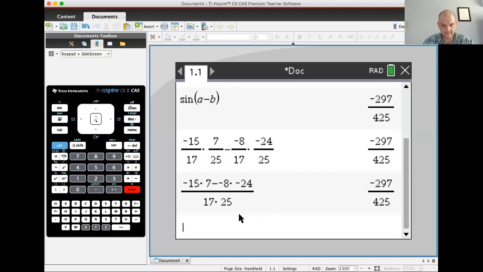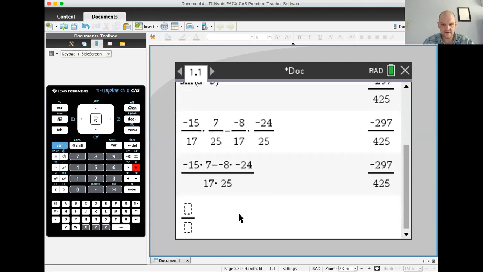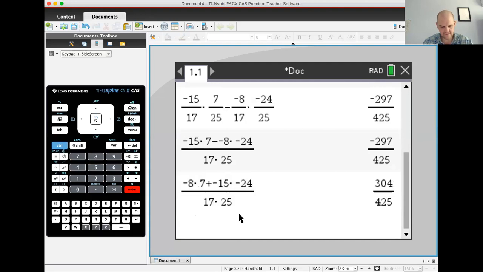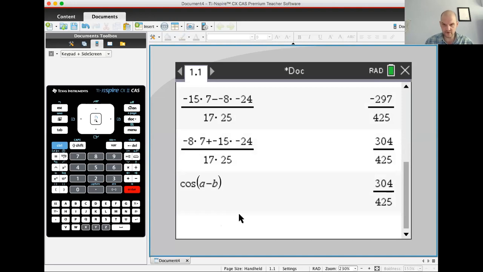So what am I going to do here? I want to do -8 times 7 plus -15 times -24, and then that's over 17 times 25. So I get that. Let's check and see if that's actually cosine of A minus B. It is. Okay, so we got 304 over 425. And then you don't actually really need a calculator because you're just going to do sine over cosine. So the next one should be -297 over 304 if you are paying attention.